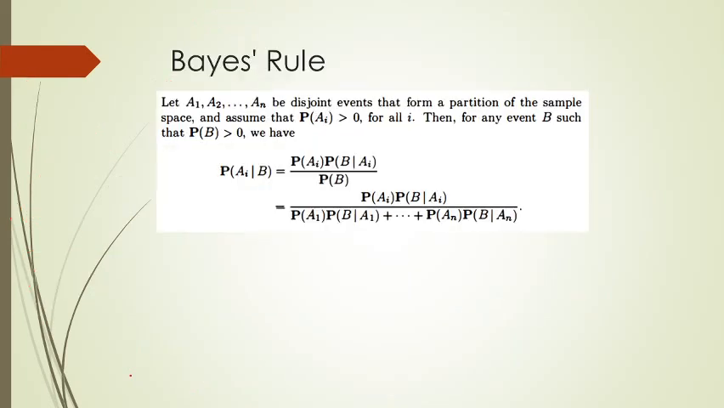Now let's check what Bayes' rule is. Bayes' rule is named after the English philosopher Bayes. There is some historical story about him, you can search in Google. So let A1, A2, up to AM be disjoint events. Now we understand what disjoint events are, right? That form a partition of the sample space. No problem, we understand those, right? And assume that the probability of each partition is greater than 0.